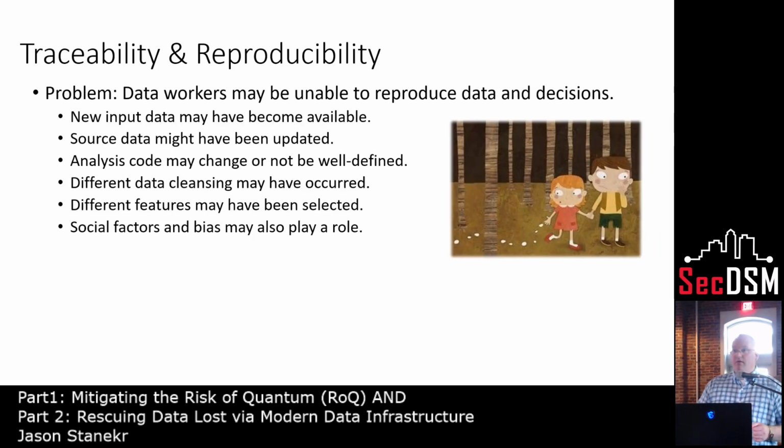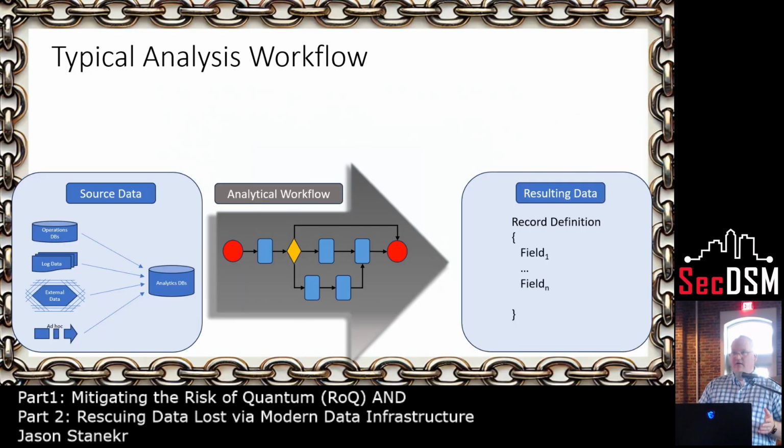So I will argue that we need reproducibility and traceability. So let's talk about a typical analysis pipeline. Your typical analysis pipeline is going to have your data source, some data input, could be your analytics repository. It has an analytical workflow, maybe a pipeline of sorts, and it produces some output, some record or records. Now, given this process, I'm sure you can all think of two problems where that will make reproducing data difficult.